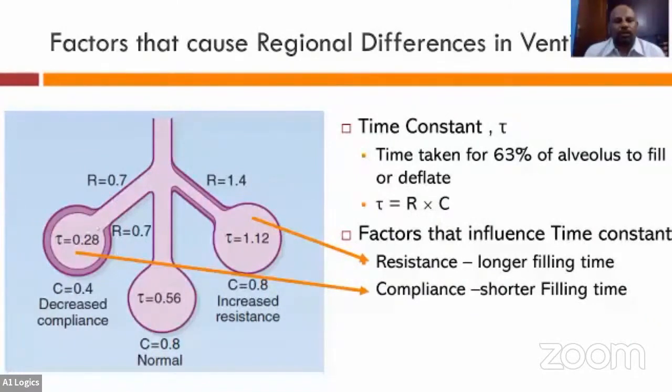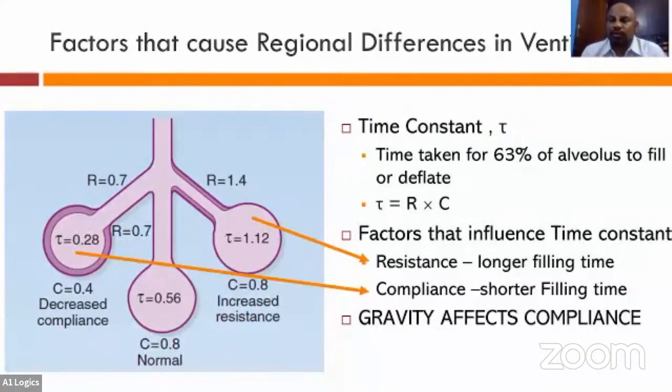And there is another alveolus which has decreased compliance. This also fills less, but it has a very short filling time. Look at the time constant. It is only 0.28 seconds. So different alveoli fill with different time constants, based on what resistance and compliance is there in that alveolus.